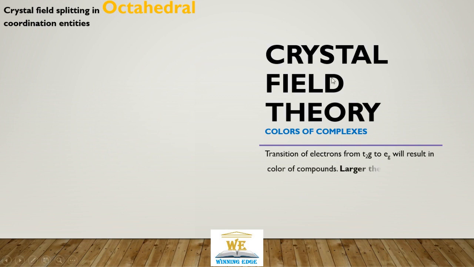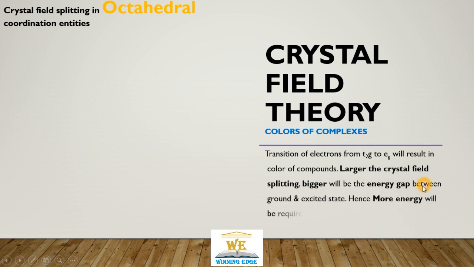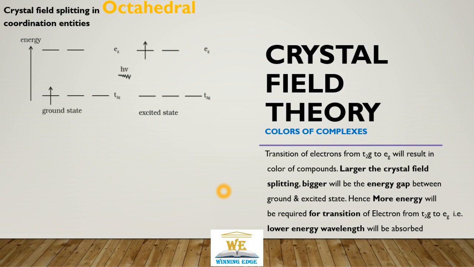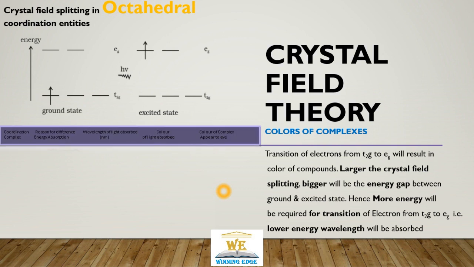Transition of electrons from T2g to Eg will result in the color of compounds. The larger the crystal field splitting, the bigger will be the energy gap. More energy will be required for transition of electrons from T2g to Eg. So high energy, high frequency or lower wavelength will be absorbed, and correspondingly the complementary higher wavelength will be emitted. And with energy, it goes to a higher energy state.